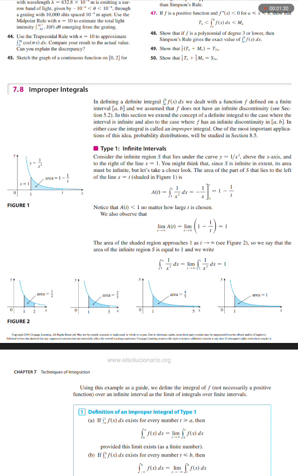Figure 1. y equals 1 over x squared, and x equals 1 in the graph, and the area equals 1 minus 1 over t, and there's a point t on the graph.